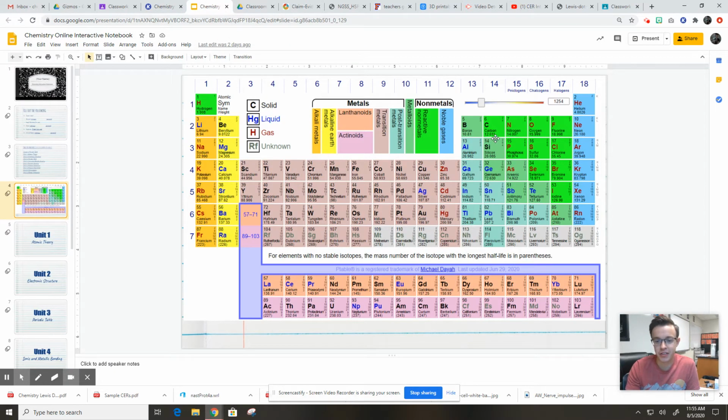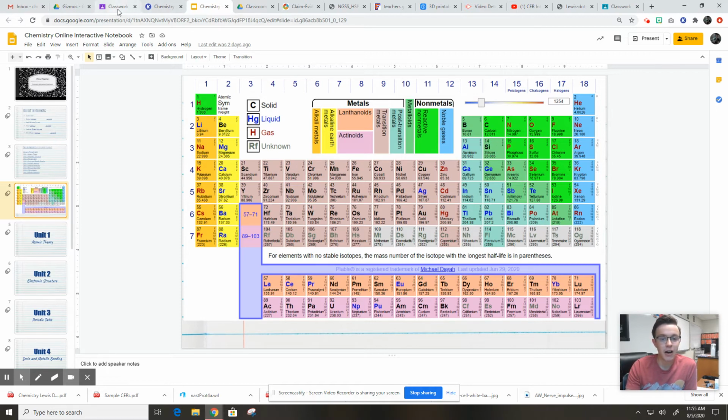See this number down here that has a decimal? That is an element's atomic mass. Now you're going to learn what atomic mass actually is later on, but not today. You just need to know how to find it. So atomic number is at the top, atomic mass is at the bottom, and its atomic mass is 12.011.